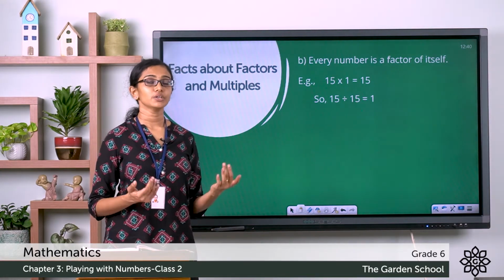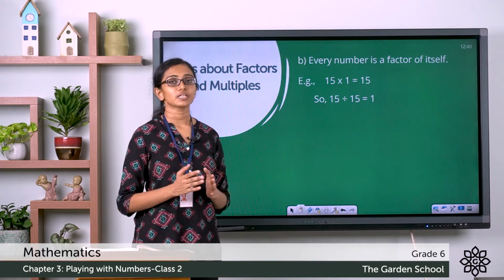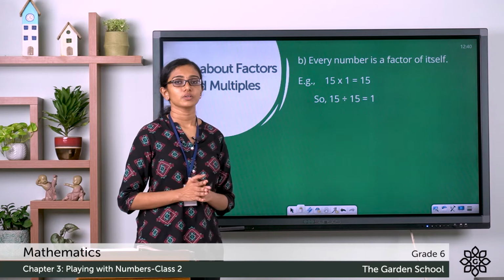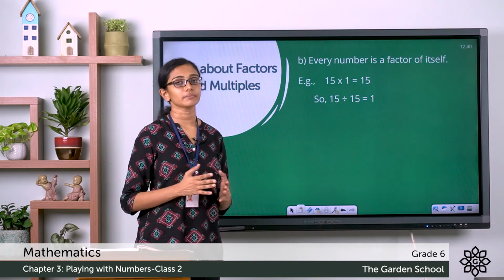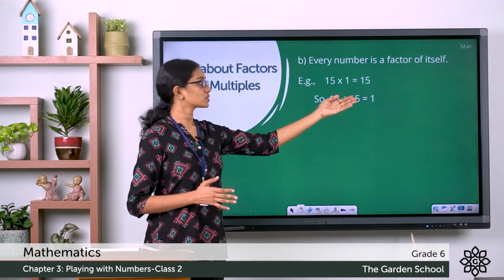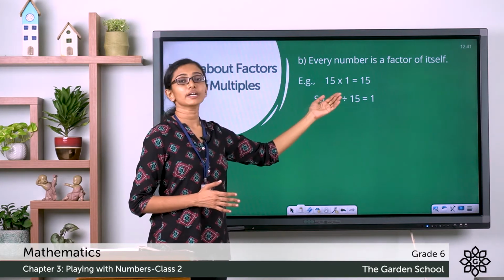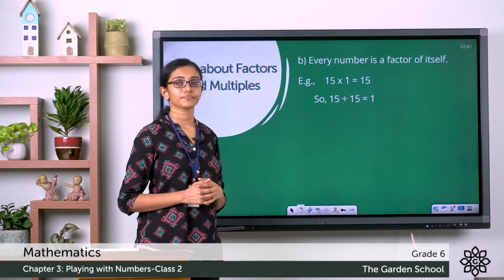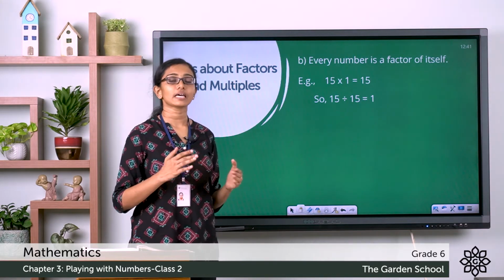Now the second fact, every number is a factor of itself. We have learned you can divide a number by itself and you get the result as 1. You can completely divide any number by that number itself without any remainder. So, for example, 15 into 1 equals 15. So, if you divide 15 by 15 itself, we can completely divide it to get the result 1. No remainder.